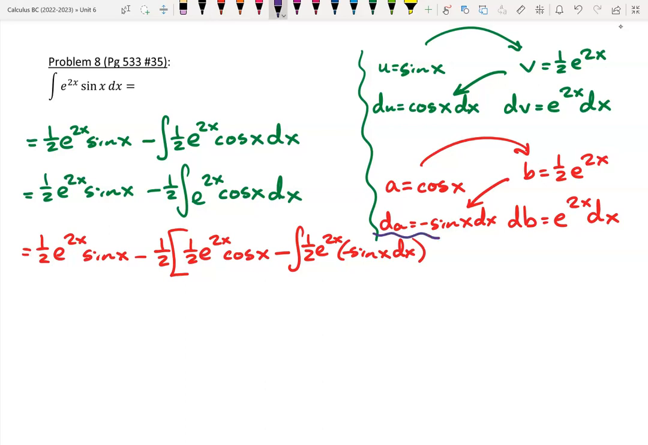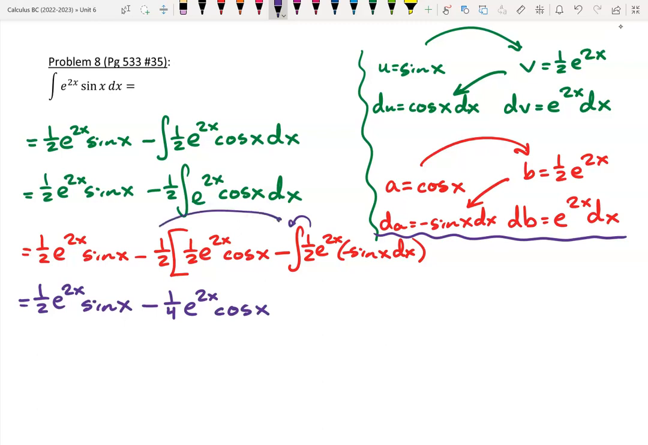All right. So let's simplify and see what we have. So 1/2 e to the 2x sine of x minus, I'm going to multiply my 1/2 in, so that should be 1/4 e to the 2x cosine of x. I can pull out my 1/2 and distribute in, so I should have minus 1/4. Oh, that actually becomes positive because of the negative right there.